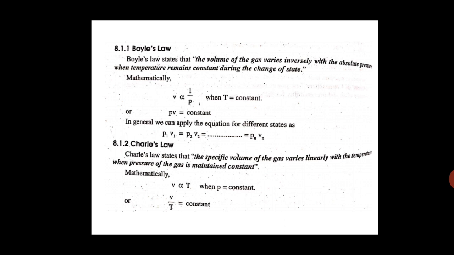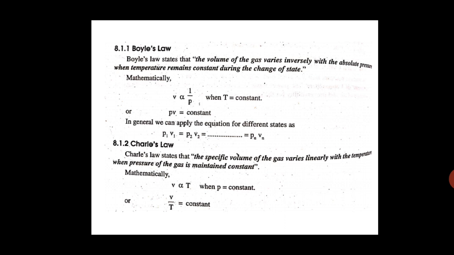So for different states, we can write P1 V1 is equal to P2 V2 is equal to P3 V3 and so on till Pn Vn. This is Boyle's law. When temperature is constant, volume varies inversely with the absolute pressure.